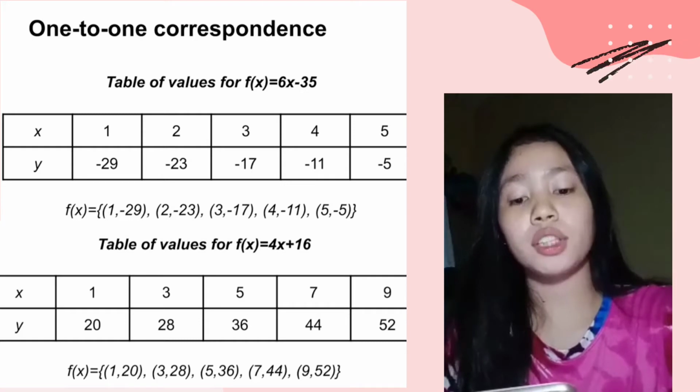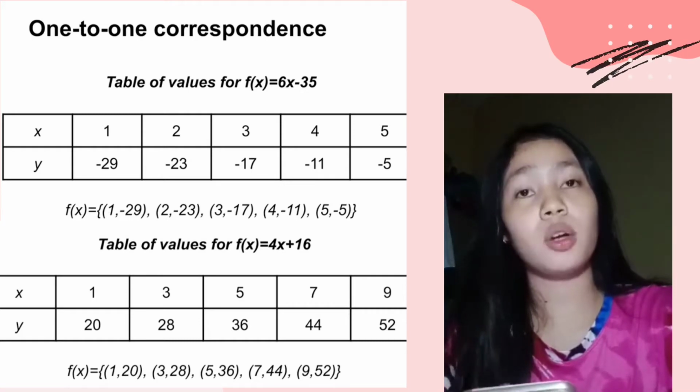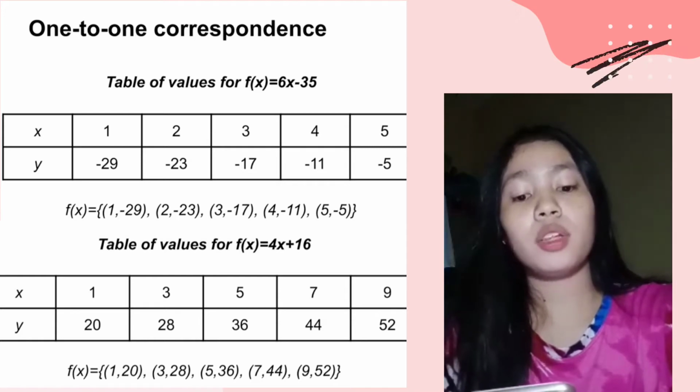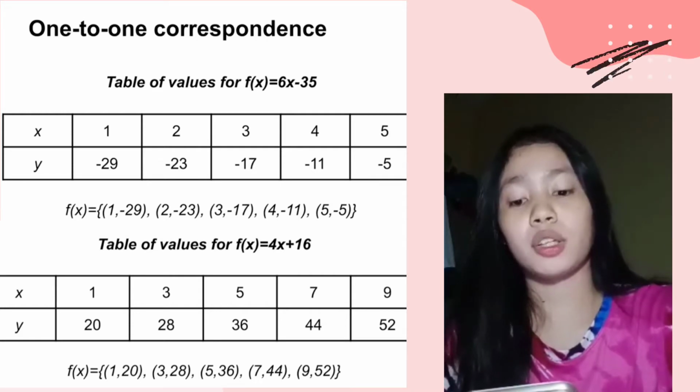One-to-one functions show that for one element in the domain, it corresponds to only one element in the range. Here's another example of a one-to-one function.